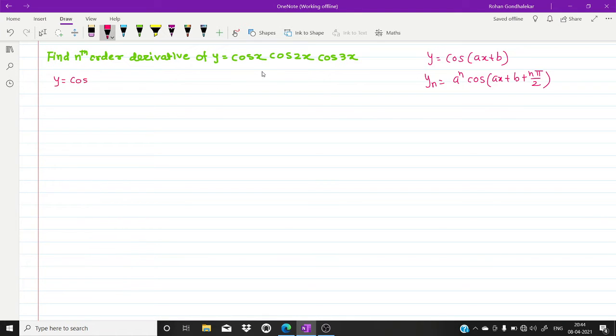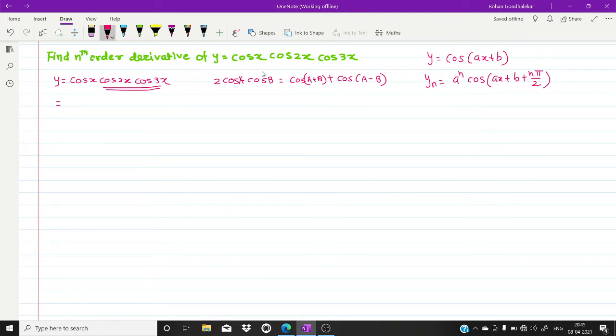Y is equal to cos x into cos 2x into cos 3x. First I will combine these two terms. How can I combine this? We know the formula 2 cos a cos b. What is 2 cos a cos b? It is cos a plus b plus cos a minus b.